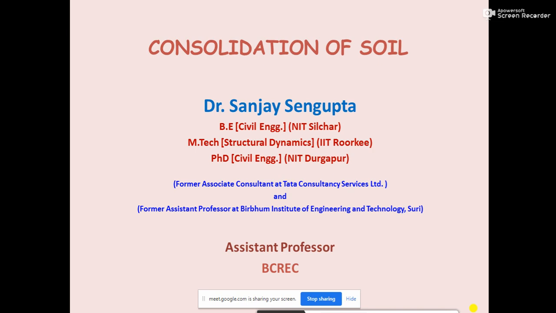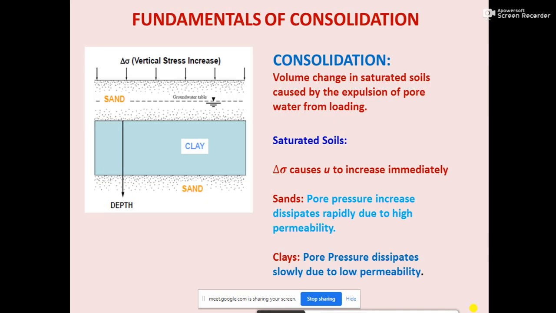I think you may have learned a little about consolidation of soil in your 4th semester course. Here you will have a more detailed idea about consolidation. Now, the first thing you need to understand: what is consolidation? Basically, consolidation is nothing but the change in the volume of the soil. And which kind of soil? When the soil is saturated. Until the soil is saturated, there will not be any kind of consolidation in the soil.